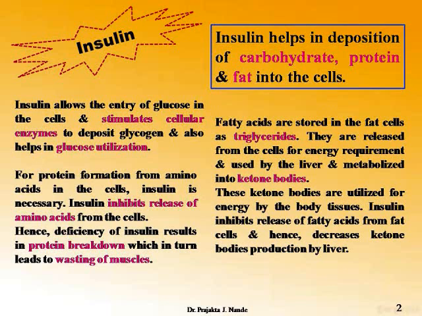As far as carbohydrate is concerned, insulin allows the entry of glucose in the cells and stimulates cellular enzymes to deposit glycogen, and it also helps in glucose utilization. For protein formation from amino acids in the cells, insulin is necessary. It inhibits the release of amino acids from the cells, and hence deficiency of insulin results in protein breakdown, which in turn leads to wasting of the muscles.